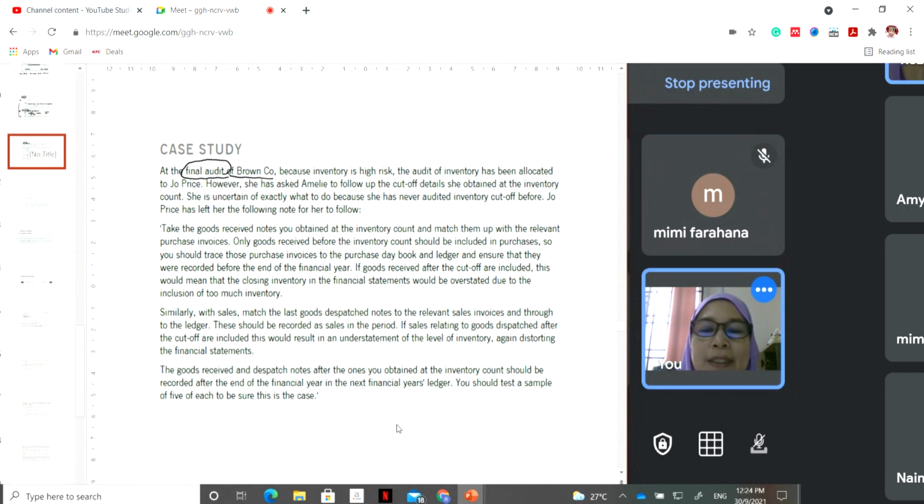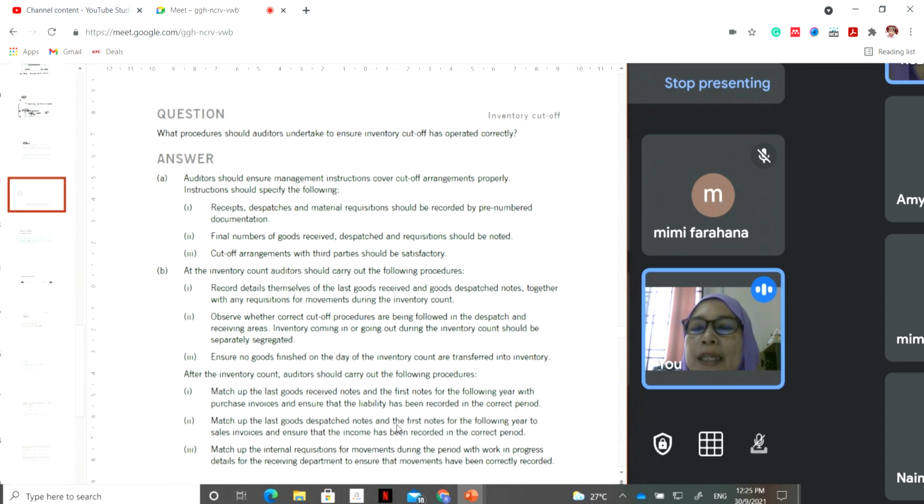So any more question, class? Ada lagi soalan? So if no, then next look at the question: what procedure should auditors undertake to ensure inventory cut-off has operated correctly. So this is what the auditor ensures with the management, instruction, cover, cut-off arrangement. So this is talking about the instruction tadi.